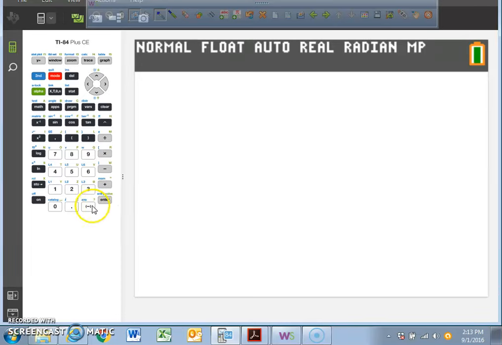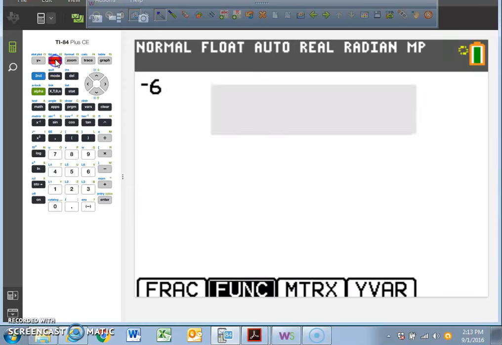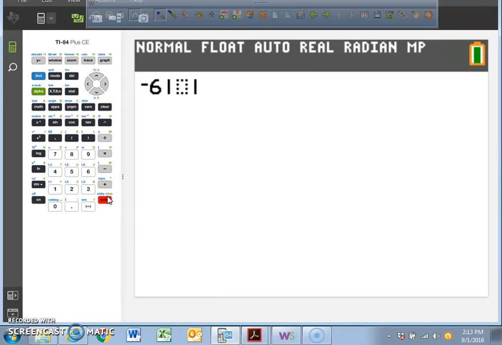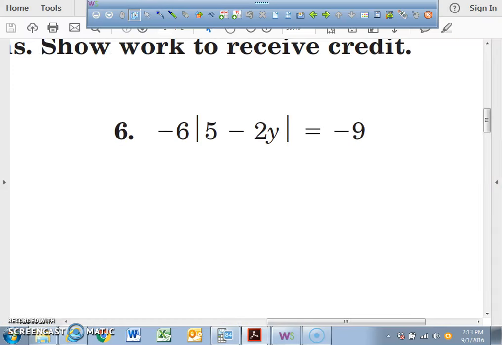All right, so we're going to start with a negative 6. All right, now to get the absolute value bars in your TI-84 Plus CE or Plus, hit alpha, window, enter, and voila, there's your absolute value bar. All right, so let's think about what else we have right here. We have, let's see, go back. Oh, 5 minus 2y. That's what we have, 5 minus 2y.